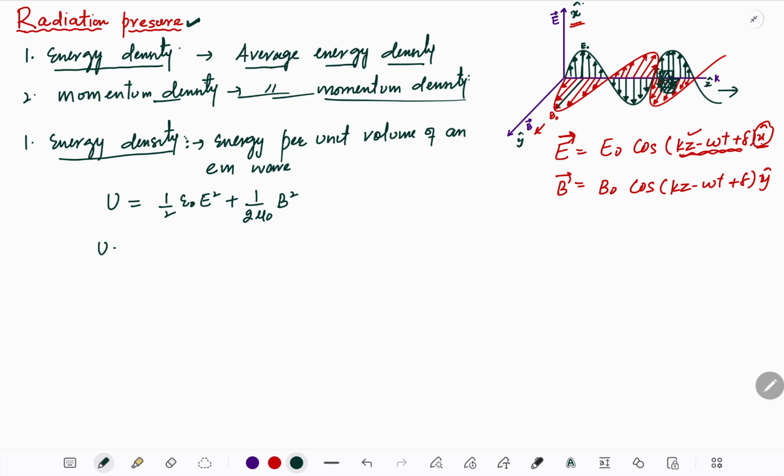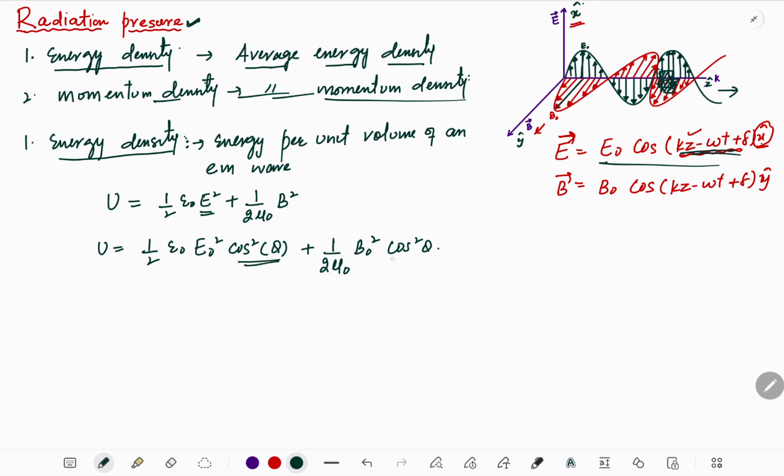Let's put in the values. E square is E naught square cos square, and let me write kz minus omega t plus delta as theta, which will ease our calculations. Then 1 by 2 mu 0, and in place of B square, we write B naught square cos square theta.